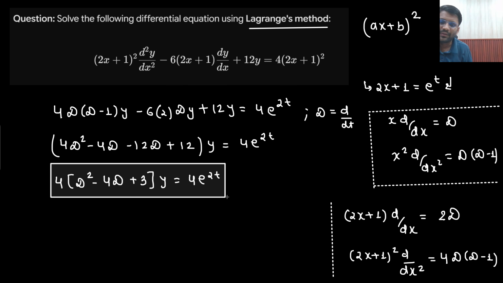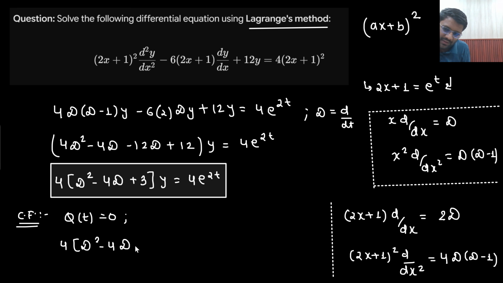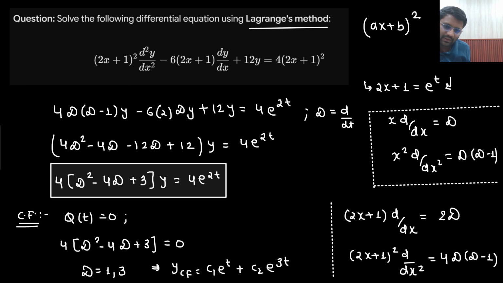That's the scenario. Okay. So now what will be the CF you will be getting? Sir, for finding CF, what I will do? Q of t I will put as 0. So 4 into D square minus 4D plus 3 will be put to 0. So what are the roots you are getting? D equals 1, 3. These are the roots you will be getting. So what will be your y of CF? That will be C1 e to the power t plus C2 e to the power 3t. This is the answer that we are getting for CF.